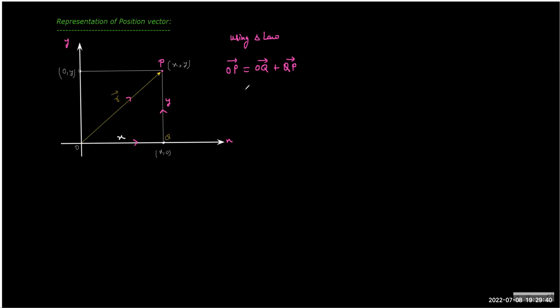Now I can replace by the various symbols. I can say this is R vector. The length of OQ is X. And what is the direction? We know the direction: I cap, if you remember. When you multiply the length with the direction, it becomes a vector. So can we write OQ vector as X I cap? And similarly, can we write QP vector as Y J cap?